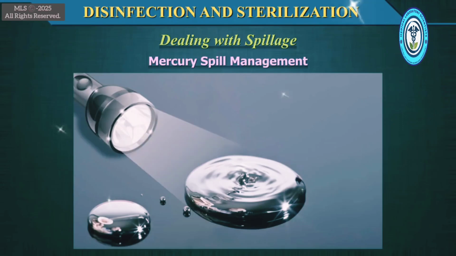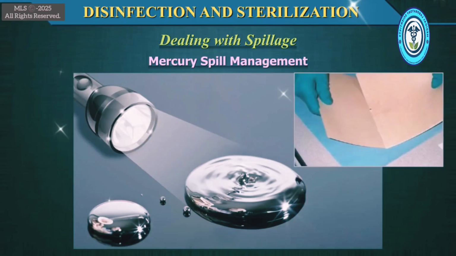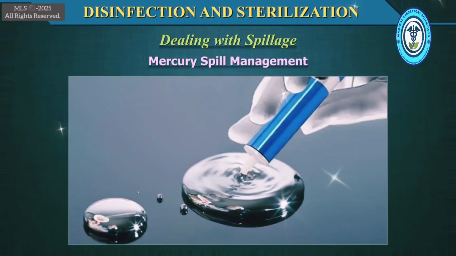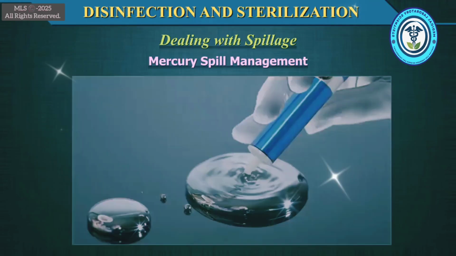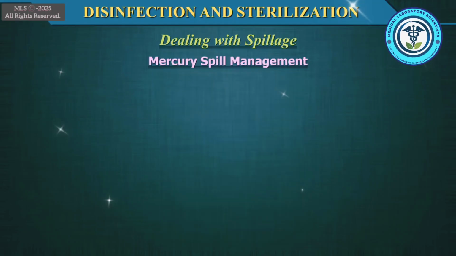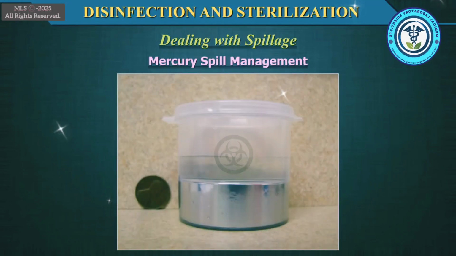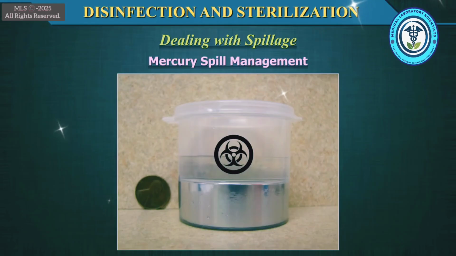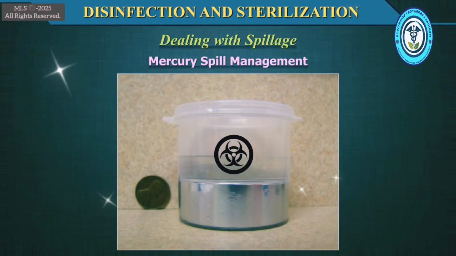Use flashlight to locate and cardboards to bring mercury beads together. Collect with an eyedropper or a syringe and carefully place it in a bottle containing water. Any remaining beads of mercury should be picked up with a sticky tape and placed in a plastic bag properly labeled. The bottle should be sealed with a tape labeled as hazardous waste and securely stored inside another plastic container awaiting final disposal to government nominated or authorized mercury dealers.